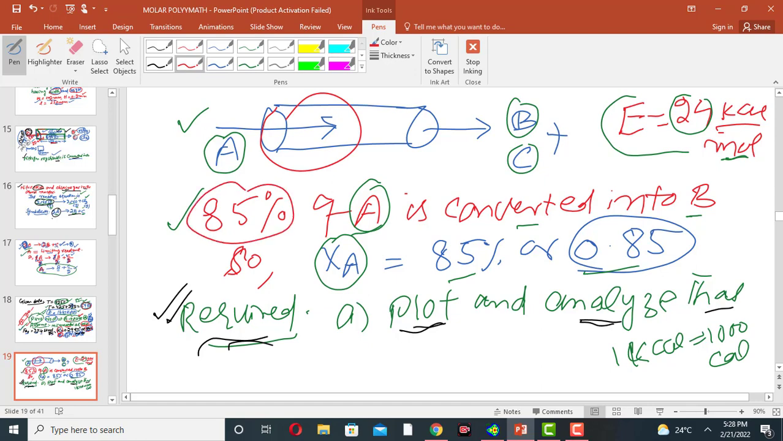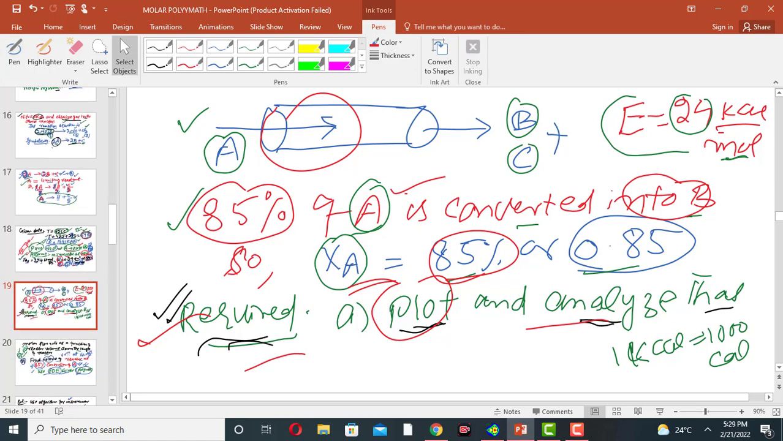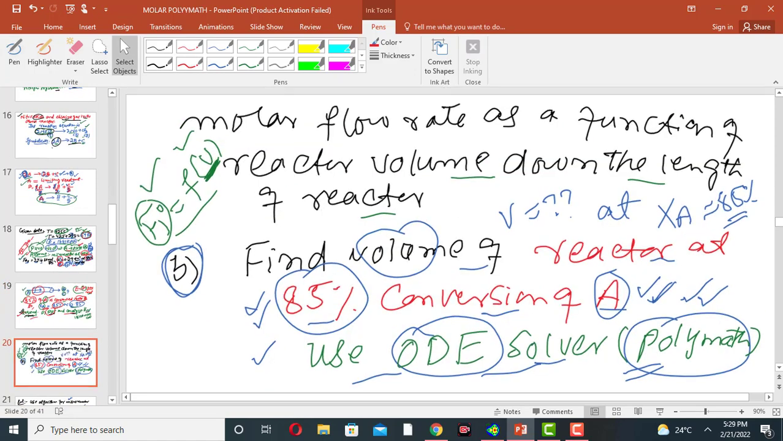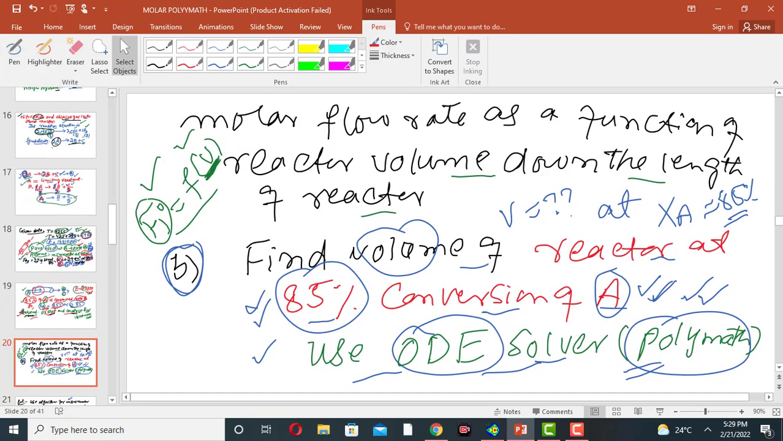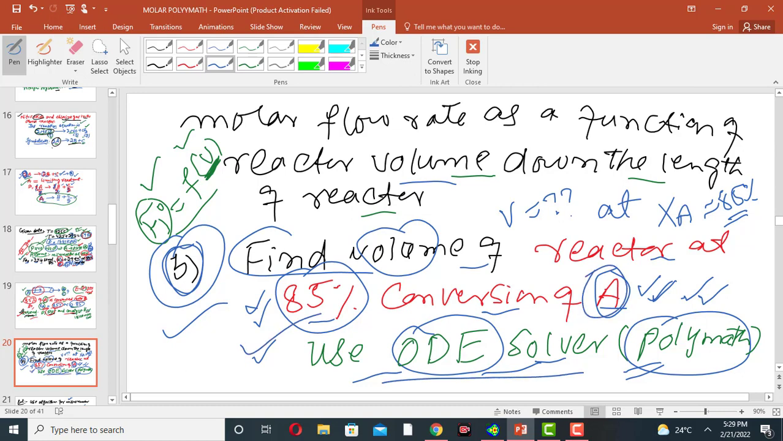35% of A was converted into B, and there was a question to plot and analyze the molar flow rate as a function of the reactor volume down the length of the reactor. There was another question: find the volume of the reactor at 85% conversion of A using Polymath.